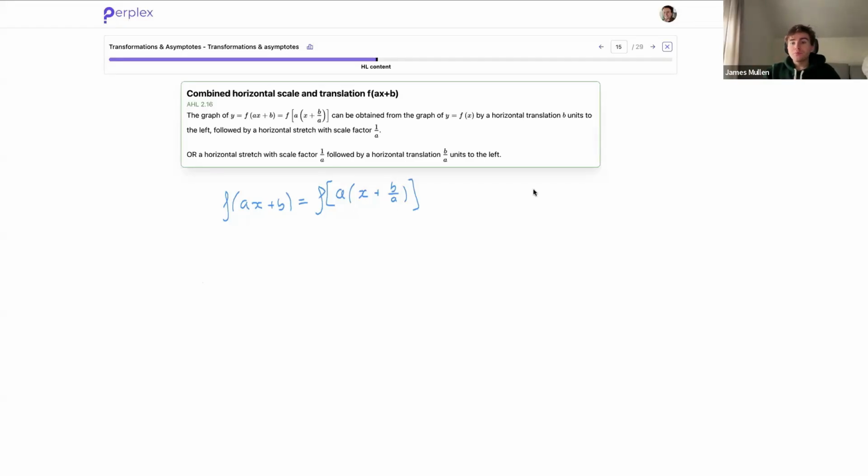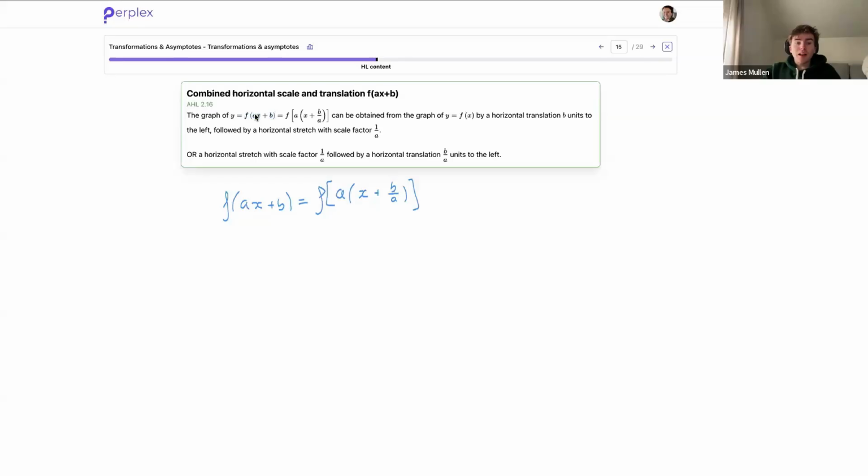Okay, so I can obtain the graph of f of ax plus b by a horizontal translation of b units to the left, followed by a horizontal stretch with scale factor 1 over a. So when you have this form, you do plus b first, followed by, no, it's got it the wrong way around, I think. Yeah, it's definitely the wrong way around.